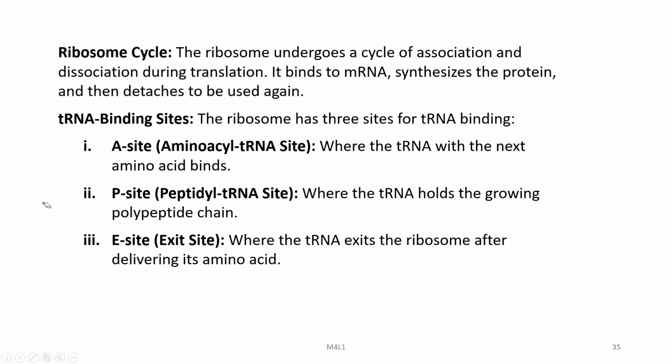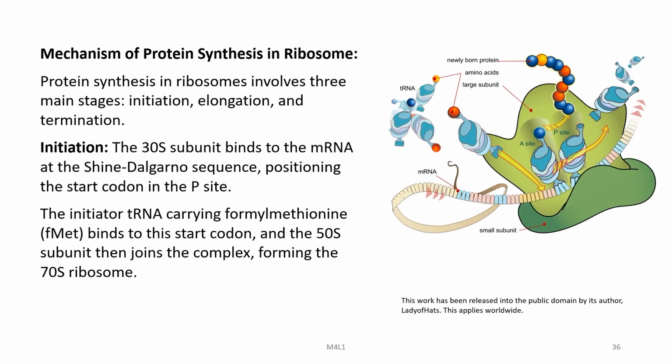Then there are tRNA binding sites. The ribosome has 3 sites for tRNA binding. The first one is the A site, then the P site, and the E site. The A site is the aminoacyl tRNA site, where the tRNA with the next amino acid binds. Then the P site is where the tRNA holds the growing polypeptide chain, and then there is the E site where the tRNA exits the ribosome after delivering its amino acid.